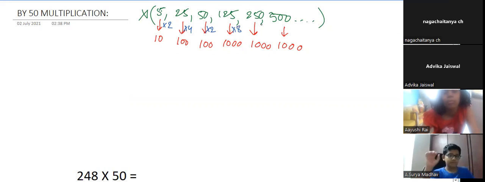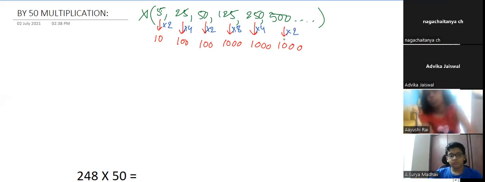250 becomes 1,000. What is the multiplication factor here? Times 4. 250 doubled is 500, 500 doubled is 1,000. 500 becomes 1,000. What is the multiplication factor here? Times 2.